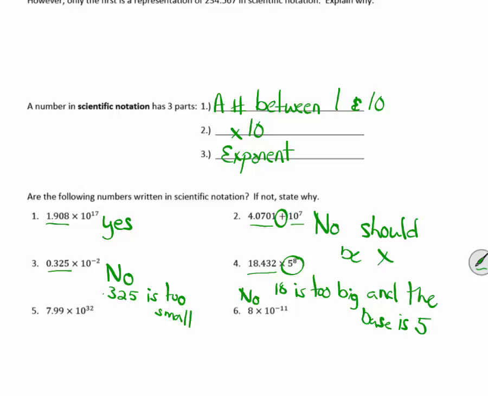Okay, next one. Here I have a number out front. It's between 1 and 10. That's good. I have a times, and I have a base of 10 to some exponent. So this one is in correct scientific notation. Number 6, I have a number out front. It's between 1 and 10. I have the times symbol, and I have 10. This time I have a negative exponent, but that's okay. So this one is also correct scientific notation.